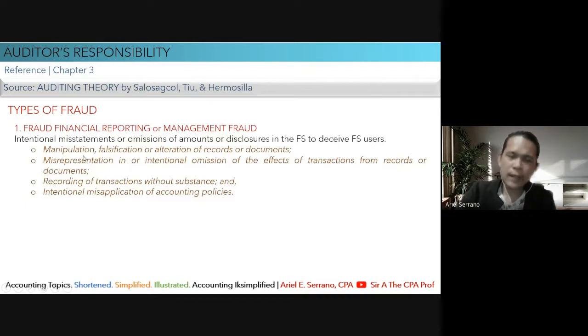Una, meron tayong tinatawag na fraudulent financial reporting. Okay? Or fraudulent financial reporting or management fraud. Pag sinabi nating fraudulent financial reporting or management fraud, there is an intentional, sadyang pagmamali ng inyong financial statements or may meron kang hindi isinama na disclosure in the FS para maloko mo yung mga gagamit.